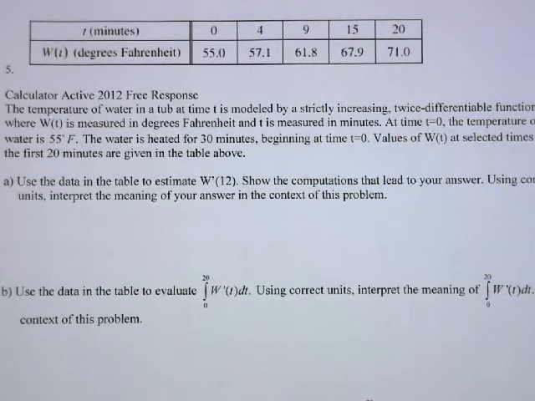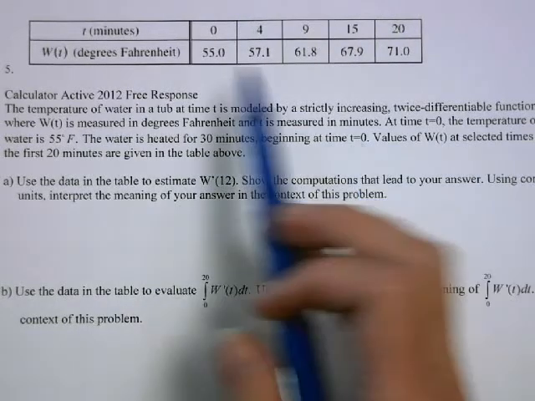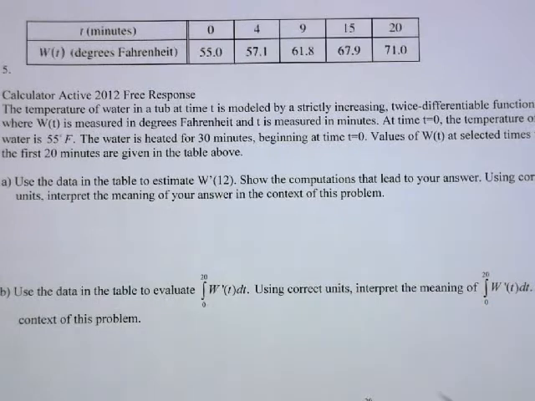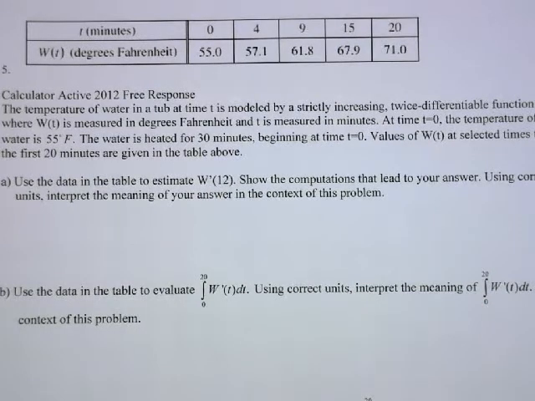All right, so this is another problem. This is from 2012. So the temperature of the water in a tub at time t is modeled by a strictly increasing twice differentiable function w, where w is measured in degrees Fahrenheit and t is measured in minutes. At time 0, the temperature is 55. The water is heated for 30 minutes beginning at time equals 0. Values of w of t are in this chart for the first 20 minutes. So we're going to use the data in the table to estimate w prime of 12, show the computations that lead to your answer using correct units, and interpret the meaning of your answer in the context of the problem.